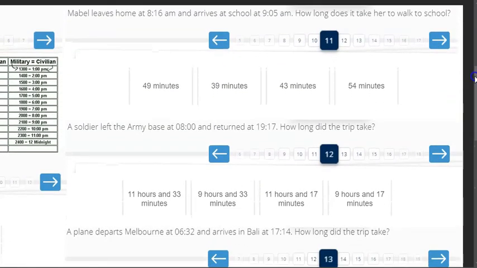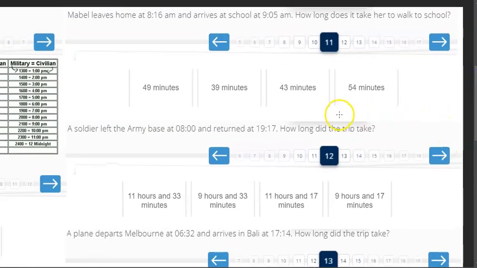Last few questions. Mabel leaves home at 8:16 AM and arrives at school at 9:05. How long does it take for her to walk to school? Now, unfortunately, this is not just a simple subtraction where we get 9:05 and we subtract 8:16. The main reason why is because there are 60 minutes within 1 hour. If there were 100 minutes in an hour, then yes, we would use that base system and we can just go ahead and do the subtraction accordingly. But because there's 60 minutes in an hour, this changes a bit.